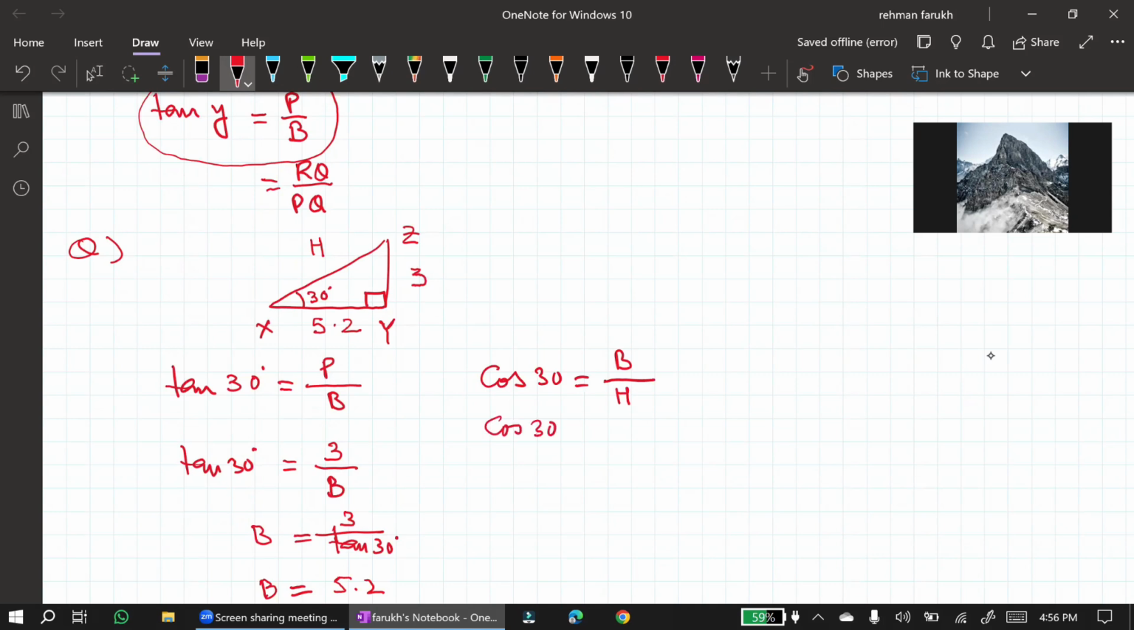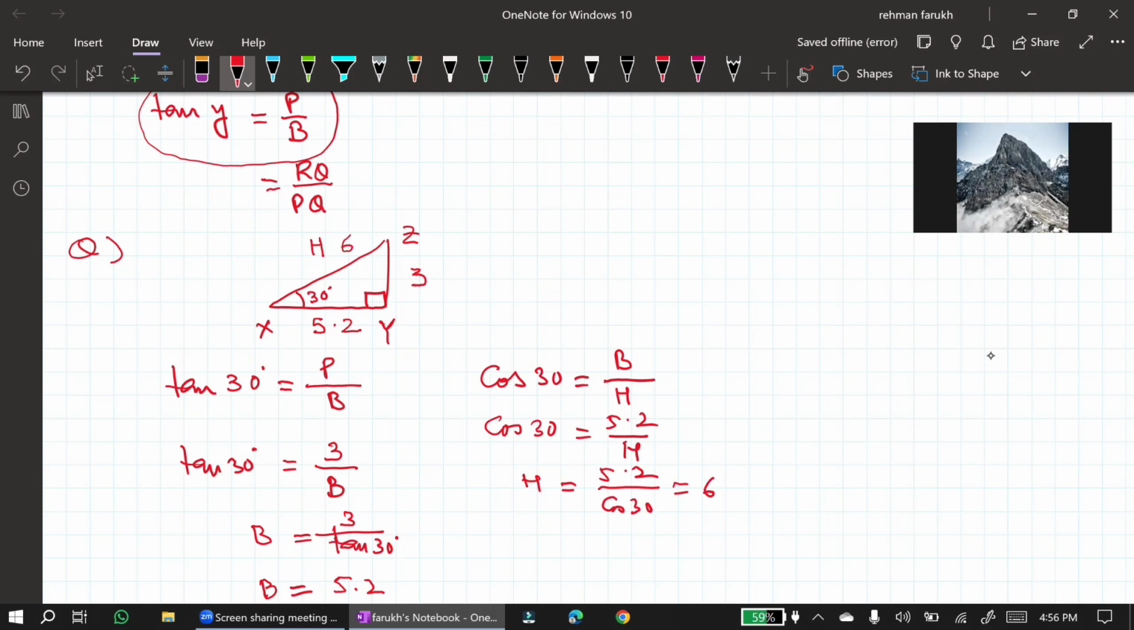In this case, according to 30, the base is 5.2, the hypotenuse is unknown. So hypotenuse is equal to 5.2 divided by cos 30. And with the help of a calculator, 5.2 divided by cos 30 is 6. So the hypotenuse is 6.